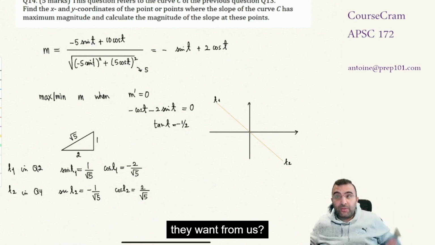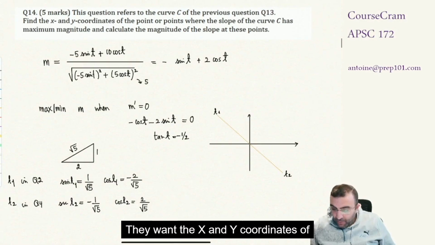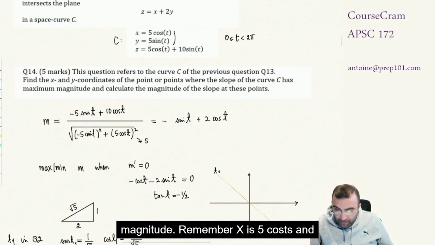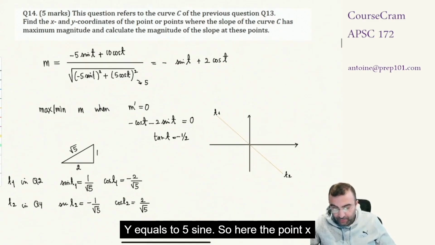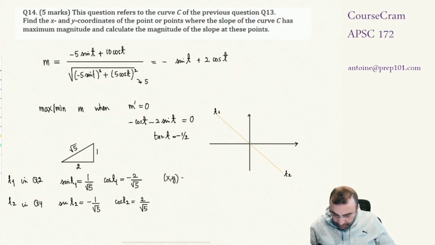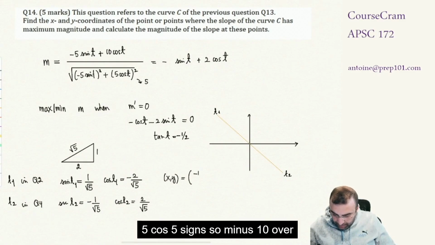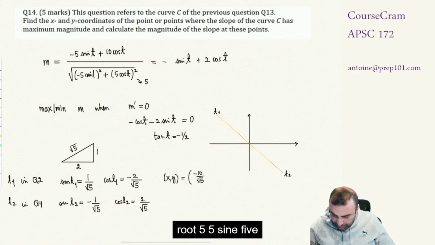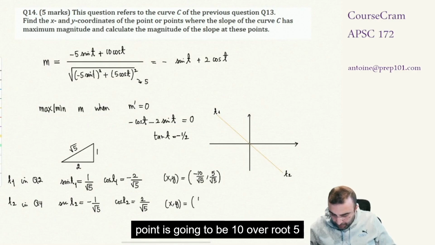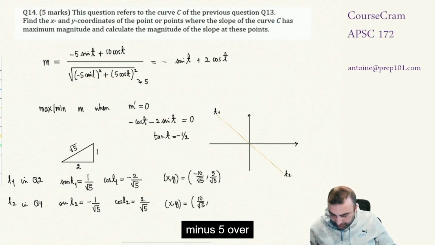So what do they want from us? They want the x and y coordinates of the points where the slope of the curve has maximum magnitude. Remember, x is 5 cos and y is 5 sine. So here the point x, y is 5 cos, 5 sine, so minus 10 over √5, 5 over √5, and the x, y for this other point is going to be 10 over √5, minus 5 over √5.